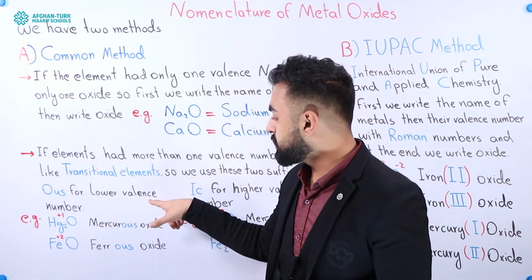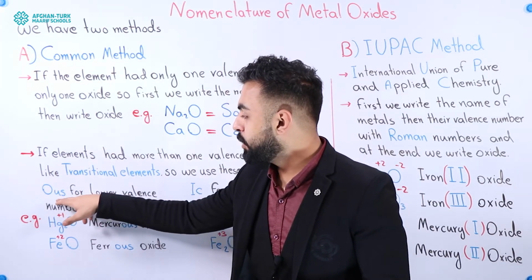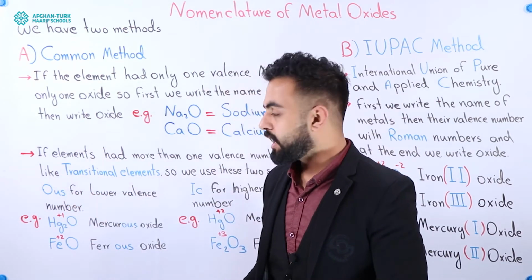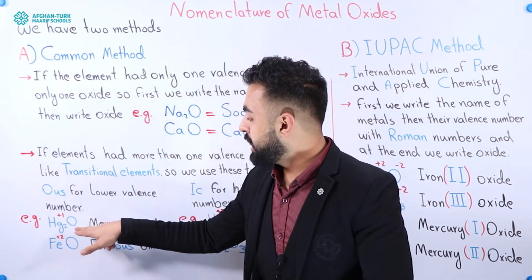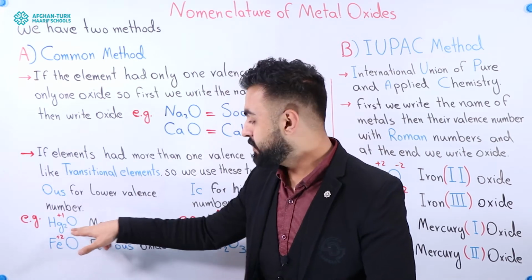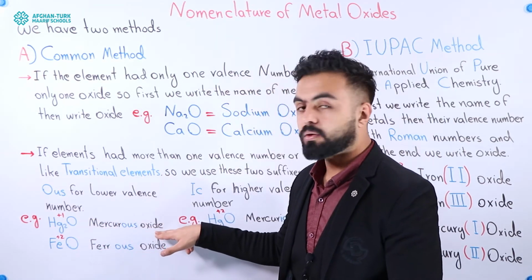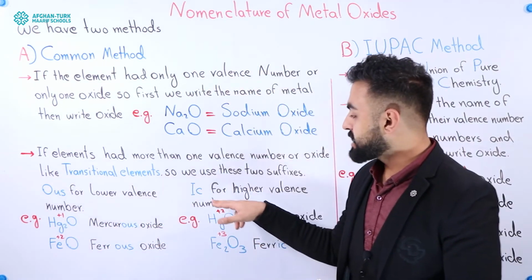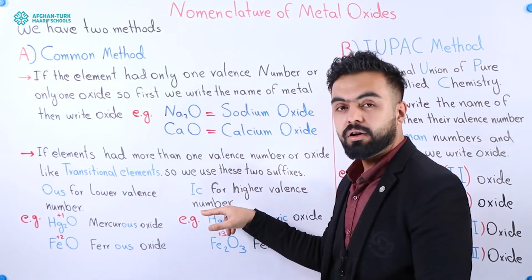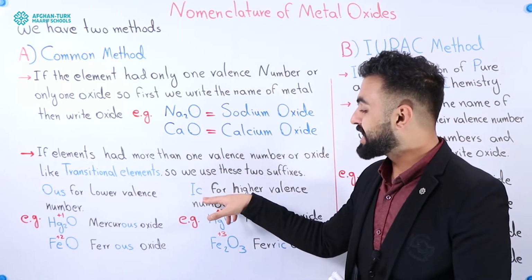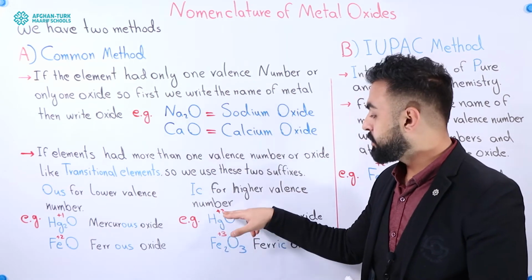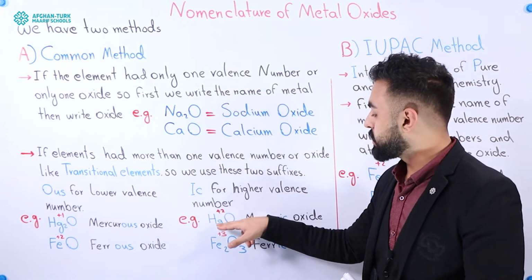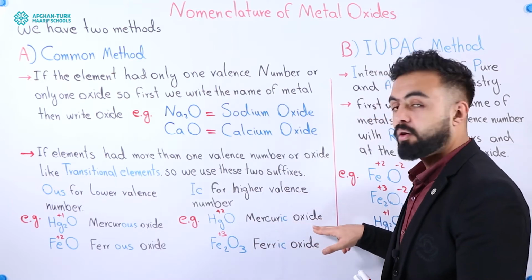So for the lower valence number, we use OUS as a suffix at the end of the metal's name. For example, instead of saying mercury oxide, we say mercurous oxide. And for the higher valence number, we use the suffix IC. It is mercury with the higher valence, so we say mercuric oxide.